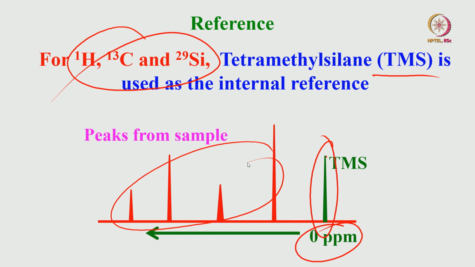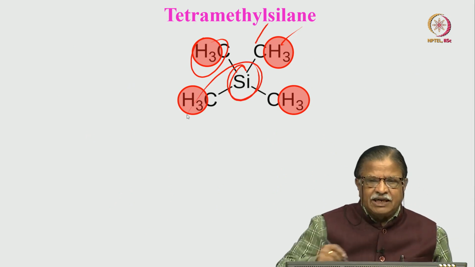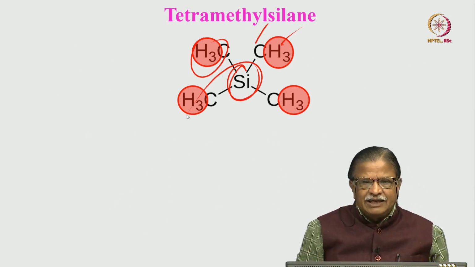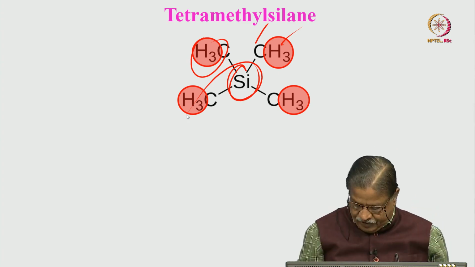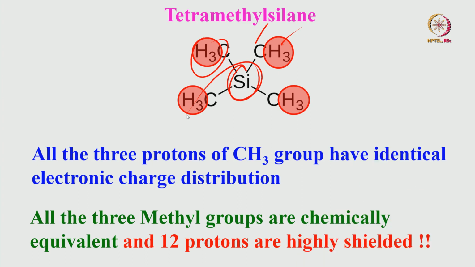Tetramethylsilane contains 4 CH3 groups, silicon and carbon. As a consequence, for all the 3 nuclei, if you want to detect proton, or carbon, or silicon, tetramethylsilane is used as the reference. Okay. And the interesting thing is why we use this. There are several advantages. All the 12 protons of the TMS, all the 4 CH3s, are equivalent. In addition to that, the 3 protons in each of the CH3s are equivalent.